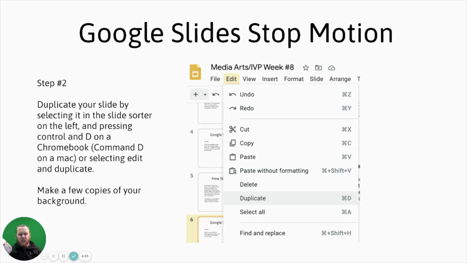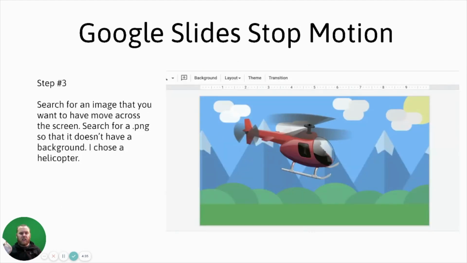Right? That'll serve as the beginning of your video before your object has done anything. Then what you're going to do is search for an image that you want to have move across the screen. So this helicopter was a PNG file that I searched for, saved to my computer, just like we learned in the last couple video lessons how to do.